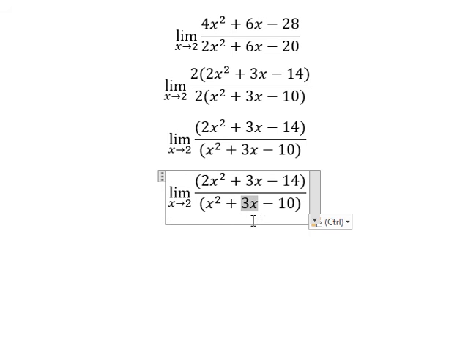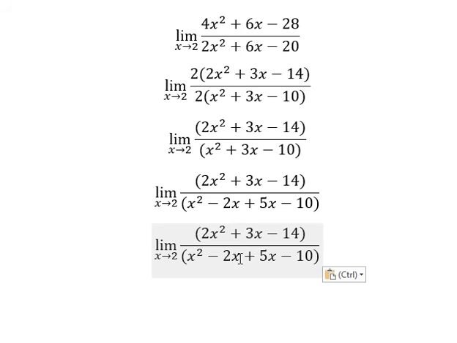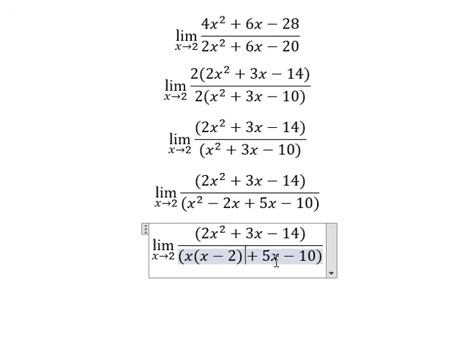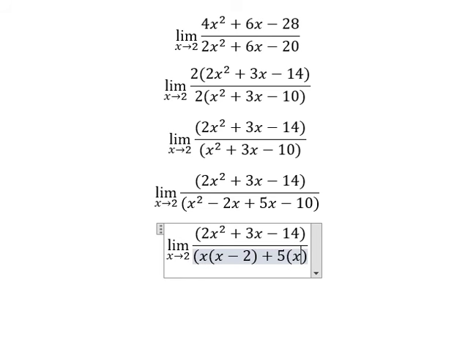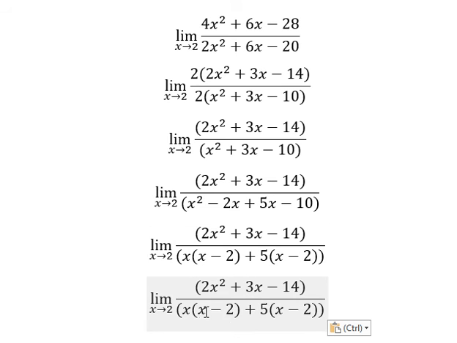Next, we need to do factorization of this one. So I will put negative 2x plus 5x. So s and s we can do factorization in here. Number 5 and number 10 we can do another factorization in here. So s minus 2, we can do another factorization.